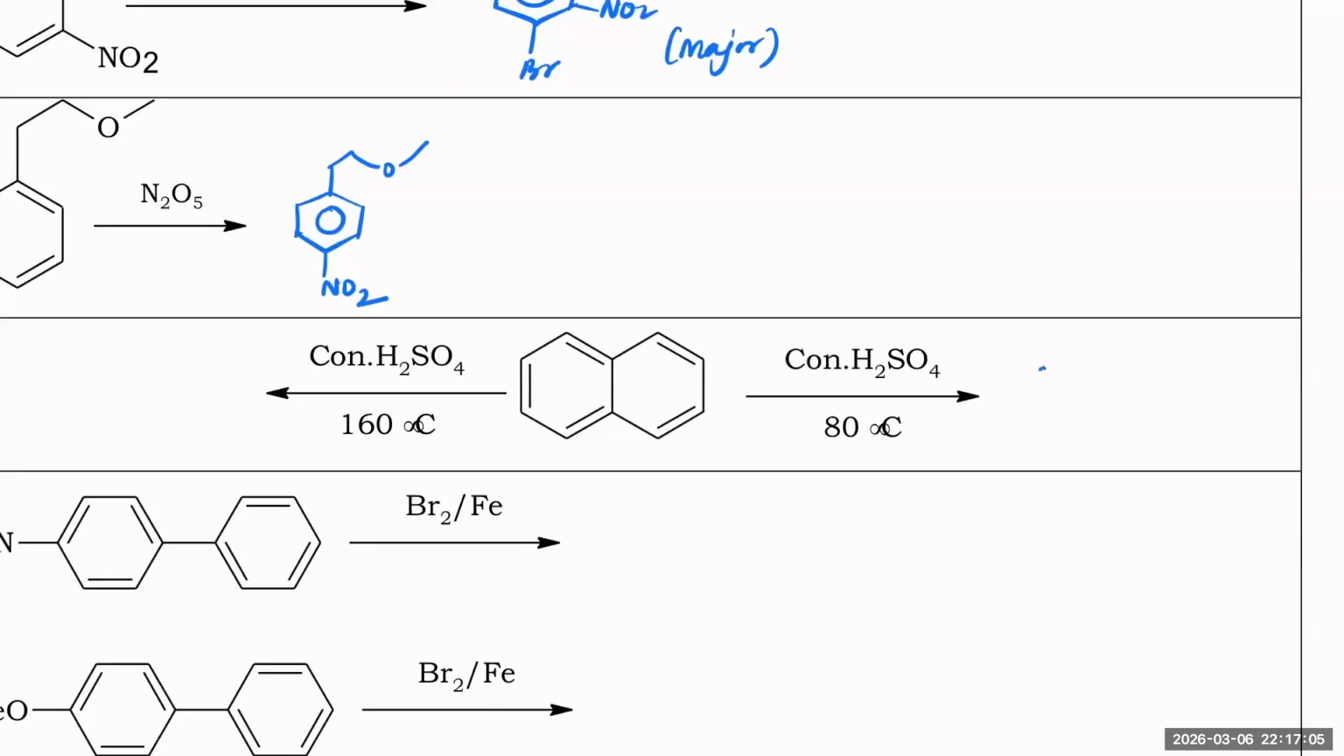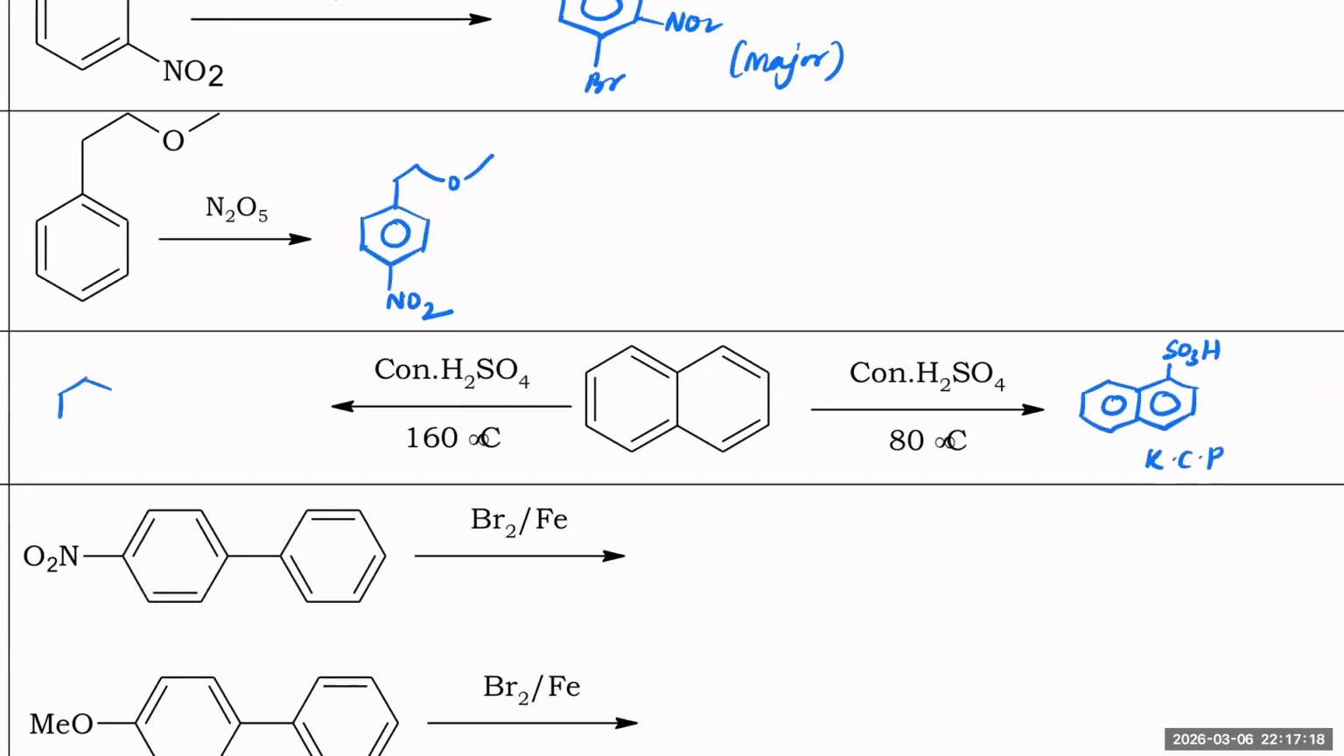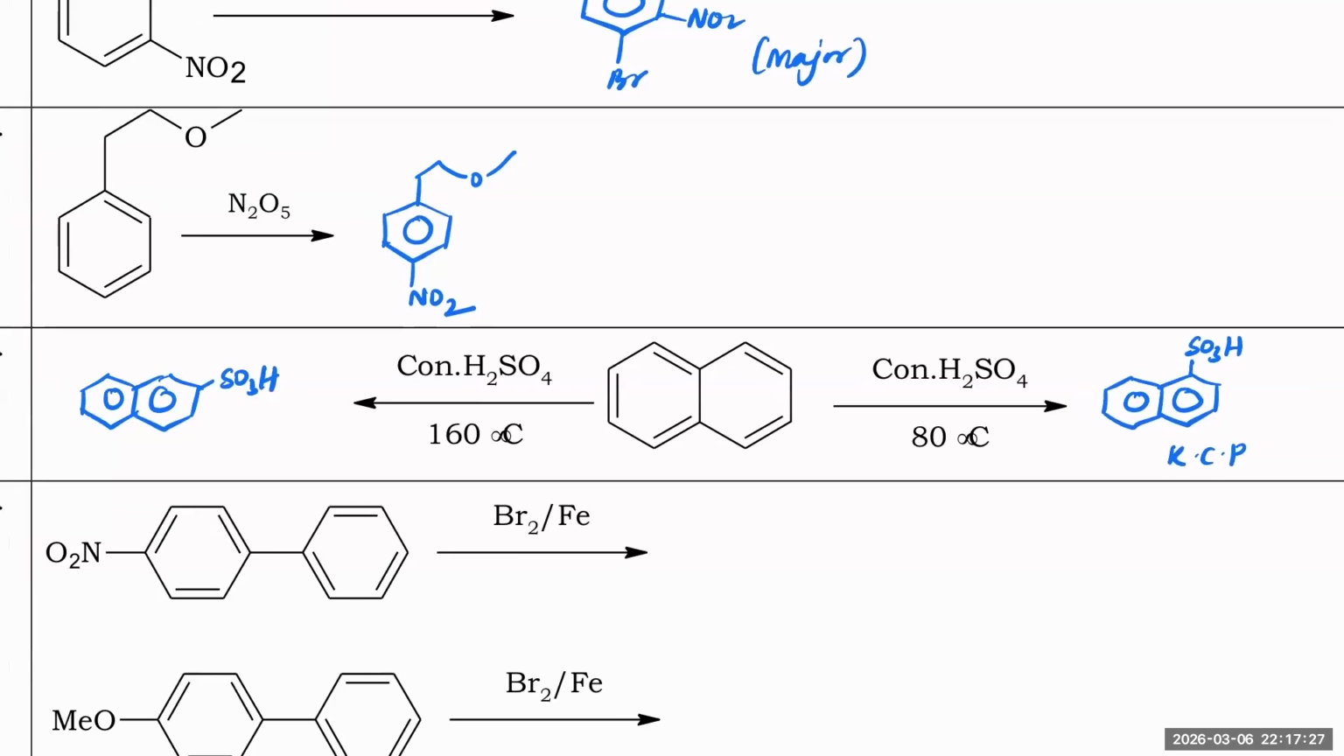Naphthalene, I told you that there is KCP and TCP product. So here, when you treat it at 80 degrees, you will get the alpha position, which is KCP, the kinetically controlled product. If you go to about 160 degrees, now that is TCP, so SO3H will form at the beta position. That is the thermodynamically controlled product.